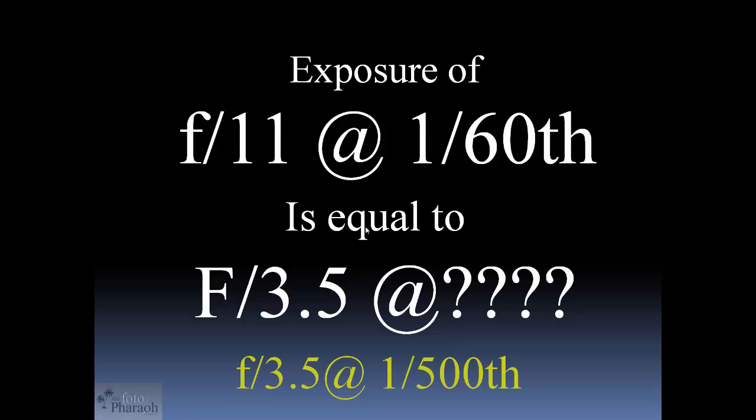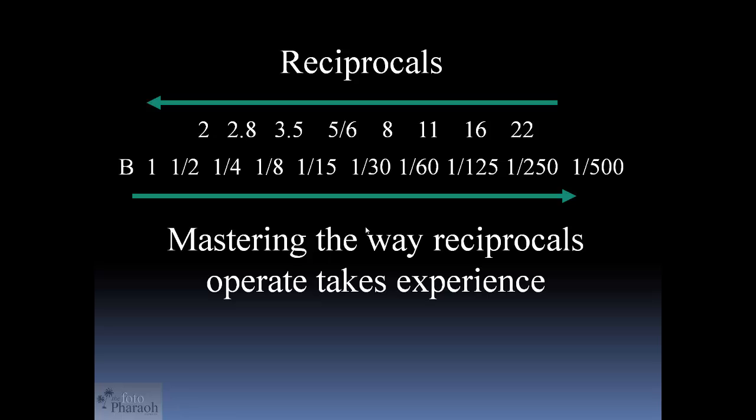We have opened up the lens considerably from f11 to 3.5, so this time we have to count it back. f11, f8, 5.6, f4 or 3.5 would be the same, a 3-stop difference. So we go 1/60th, we go up 1/125th, 1/250th, 1/500th of a second. All of these are the same amount of light falling on the sensor as the top line. It just means that it has intrinsic differences to the photograph that allows you to be more creative with different aspects. Mastering the way reciprocals operate takes experience. It is not something you can do overnight.